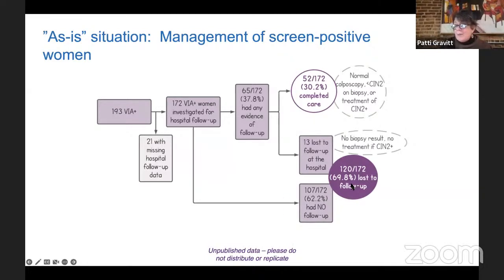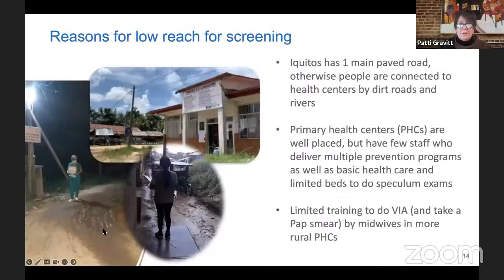And so at the end of the day, we had about 70% who were lost to follow up. So that was clearly well below the 30% completion of care, well below the WHO elimination goals. I'm going to quickly go through these slides. I'm happy to share them, but we went to a lot of effort to try to understand why women were having low reach. Again, it was a lot of geographical limitations. Primary health centers were very well placed, but they had few staff who could actually deliver the screening and have the training.